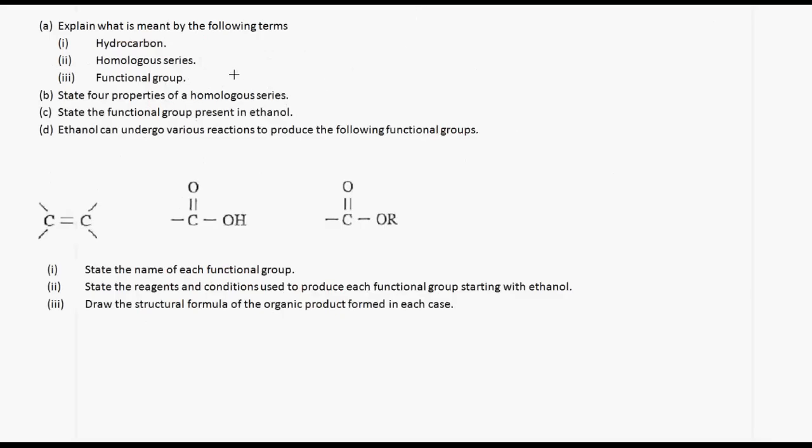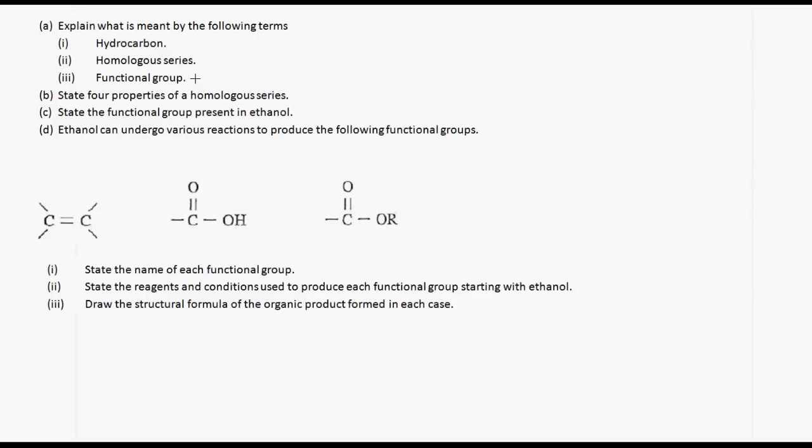In this question, we have a question that asks, what is a hydrocarbon? A hydrocarbon is a compound that contains carbon and hydrogen only. Part 2 asks, what is a homologous series? A homologous series is a group of organic compounds that have the same general formula and they have similar chemical properties. The next part, what is a functional group?